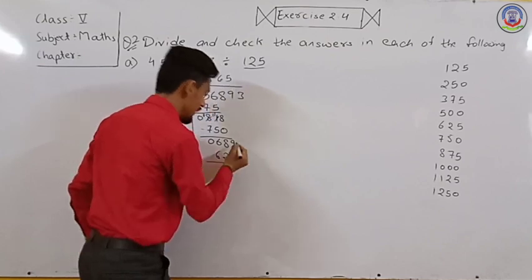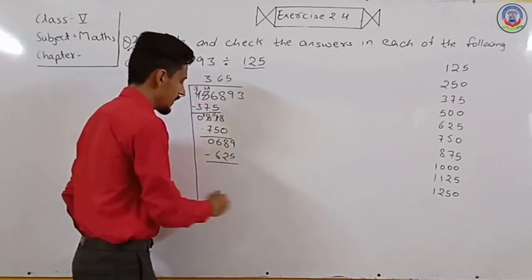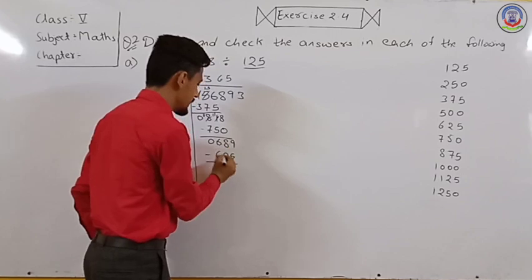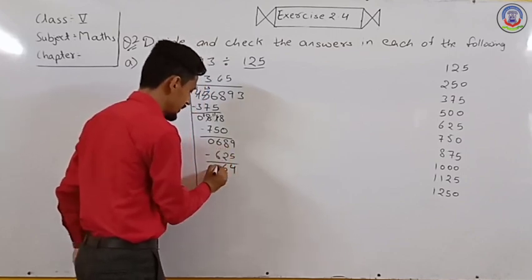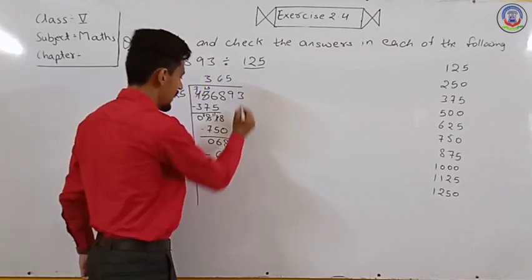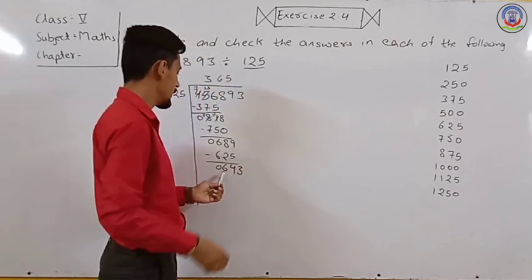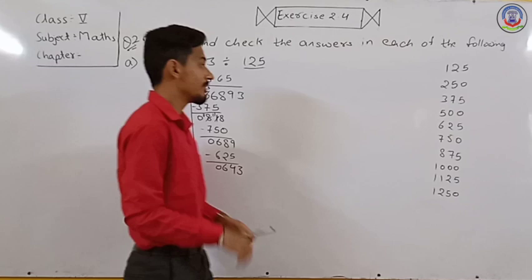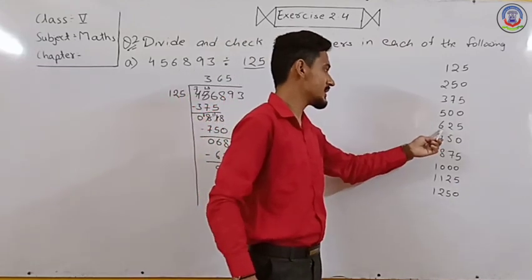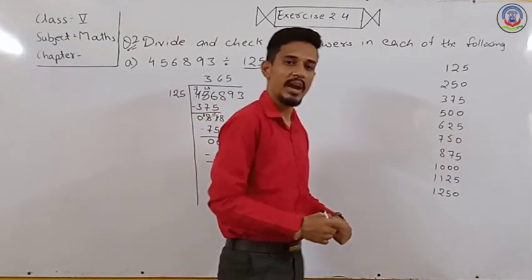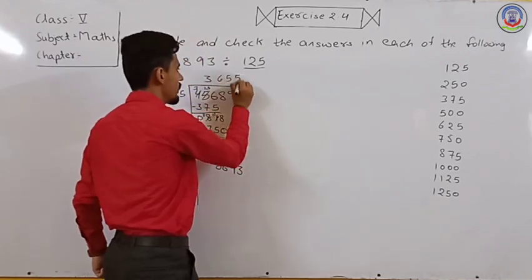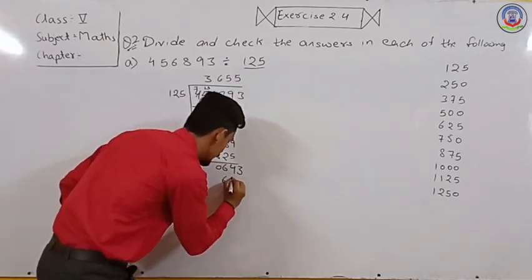625. Now we subtract here. 9 subtract 5 is 4. 8 subtract 2 is 6. And 6 subtract 6 is 0. Last we have 3. So we write here 3. The number is 643. So 643 again 625. It is 5 times. So we write here 5 and here it is 625.